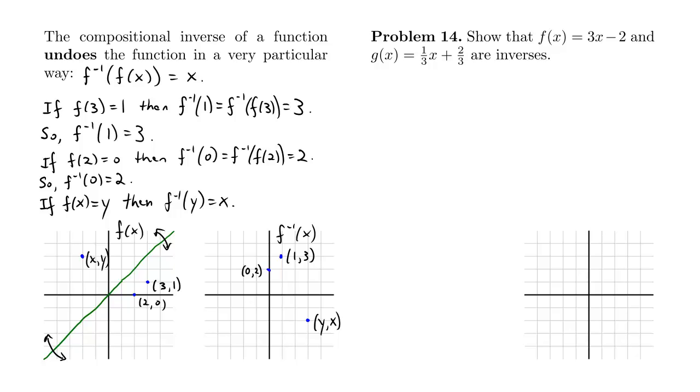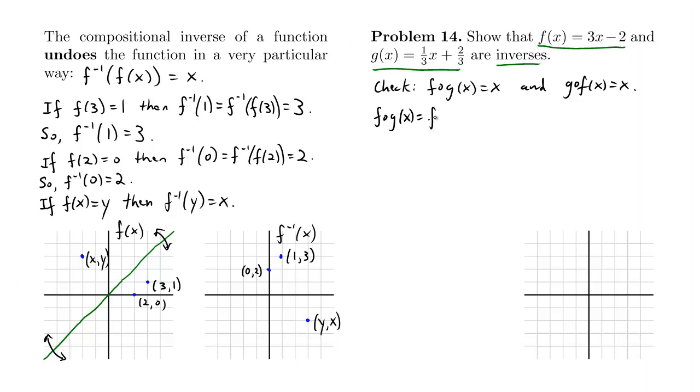Alright, now it's time to look at the formula for a function and its inverse. Problem 14 asks us to check that f of x equals 3x minus 2, and g of x equals 1/3 x plus 2/3 are compositional inverses of each other. There's two things to do here. We need to compose f with g and check that this function takes x to x, and we also need to compose g with f and check that it takes x to x.